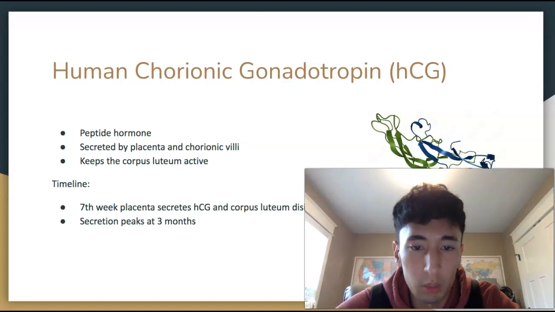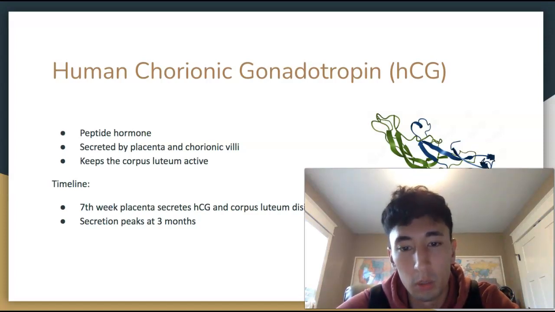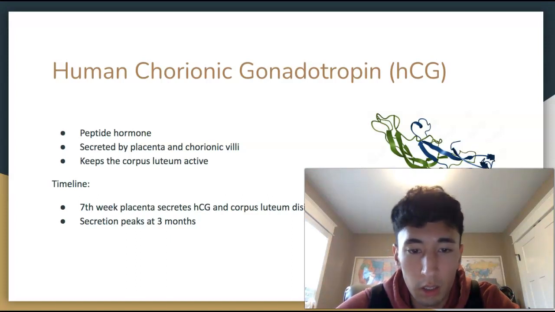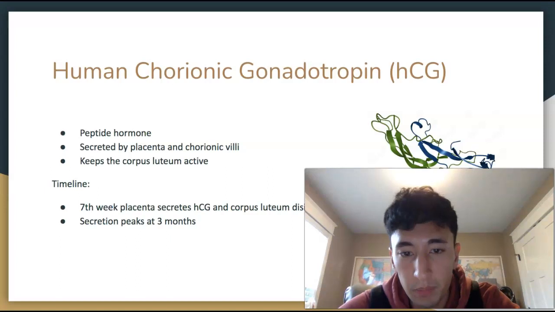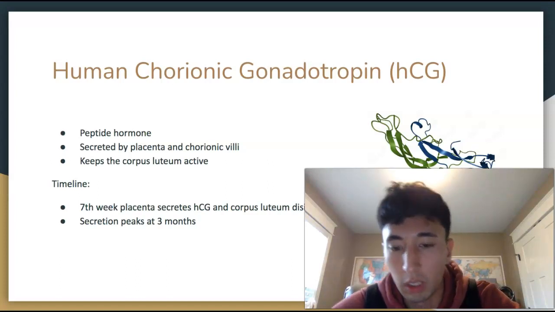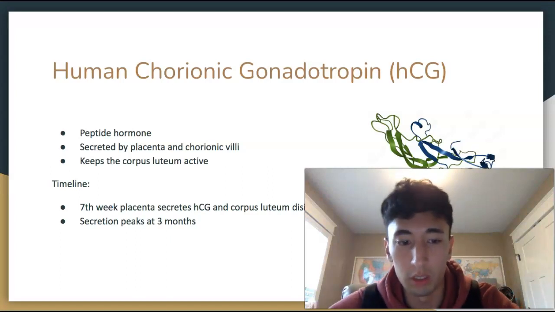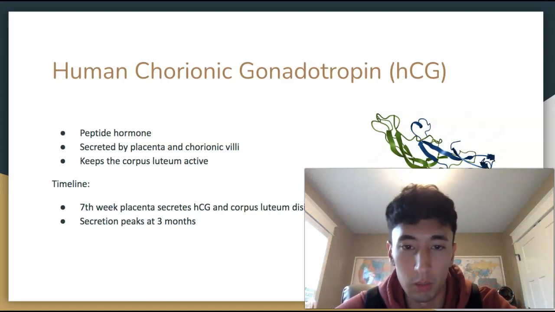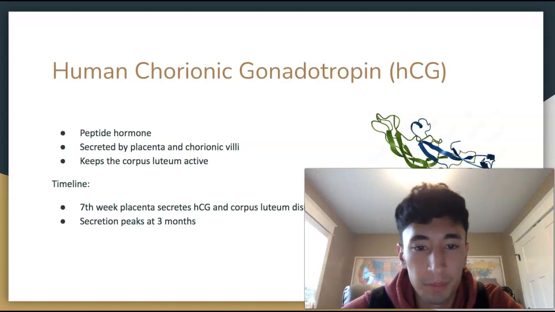In the 7th week, placenta secretes HCG and the corpus luteum disintegrates. And then secretion peaks at 3 months. And as blastocytes implant, placenta begins to form as well. And HCG does bind to LH receptors to continue the production of progesterone while continuing to keep the endometrium together, which is a very, very important role here.